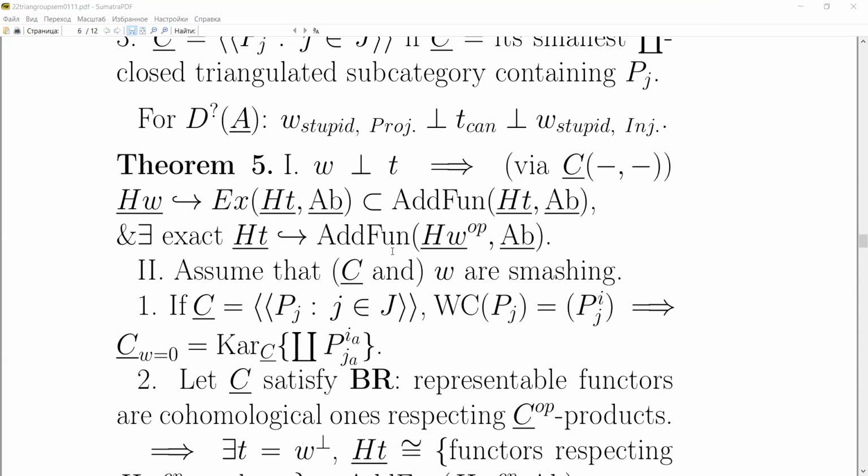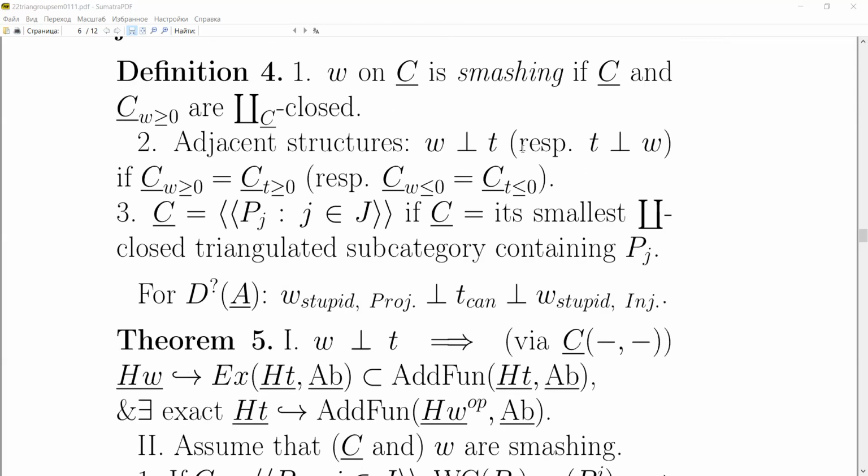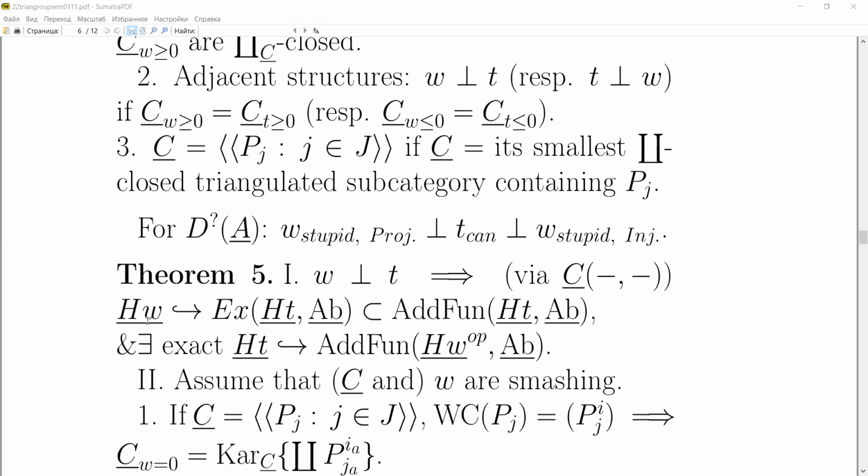Now some statements about orthogonal structures. So certainly, if T is left orthogonal to V, then you can pass to the dual. Then if this is the case, then in the obvious bifunctor, you restrict the C morphism bifunctor to HV cross HT. And then you obtain that HV embeds into exact functors from the hat of T into abelian groups. And HT is an abelian category that exactly embeds into all contravariant additive functors from the hat of V into abelian groups.